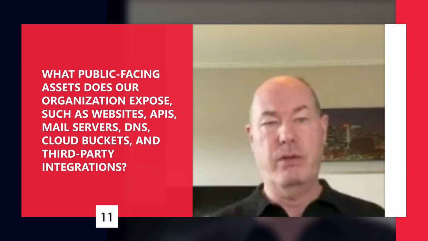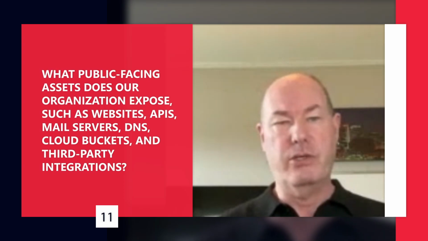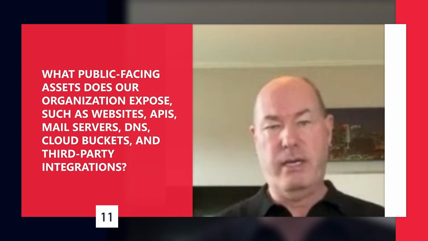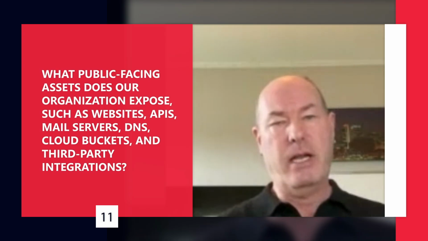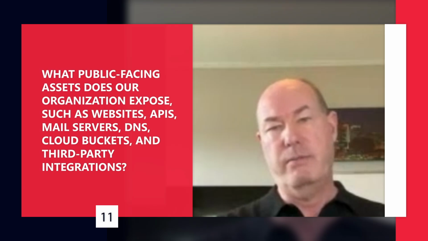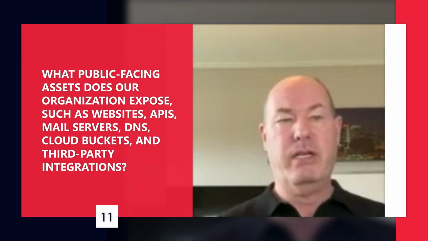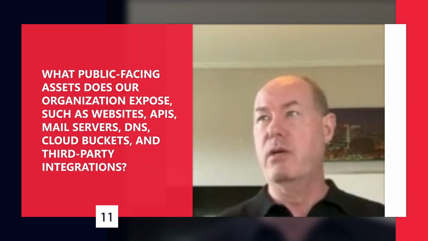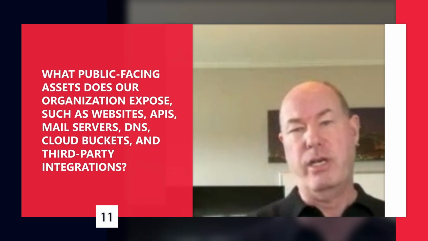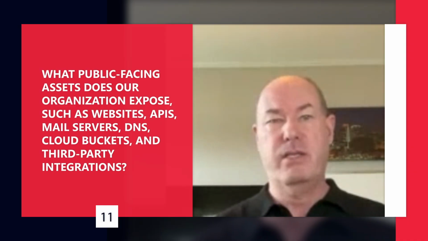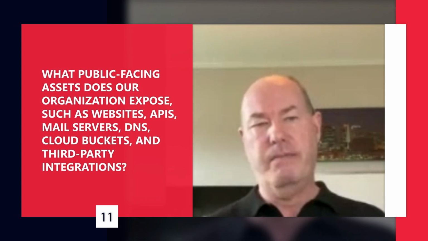Mail servers, certainly, both if you still have an internal mail server or if you've got an external mail service that you're utilizing, make sure that you've got all those types of integrations into your SIEM tools. DNS, like I mentioned, make sure that you're monitoring your DNS records for any changes that were not expected. Cloud buckets, make sure you've got CloudTrail turned on, etc. Third-party integrations, that's where you get into supply chain attacks, so you'll want to make sure that you have all that mapped.